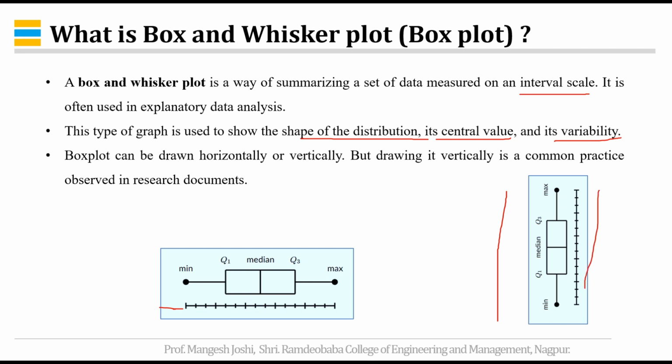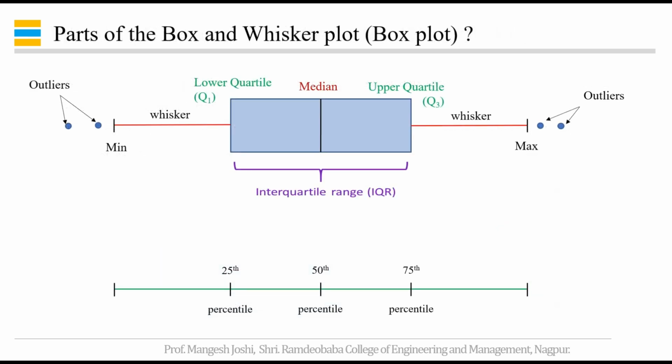So these are the parts of the box and whisker plot. First of all, the first part is the box. Suppose I am naming the box as ABCD. So this ABCD represents the box, and these red lines are the whiskers of the box plot.